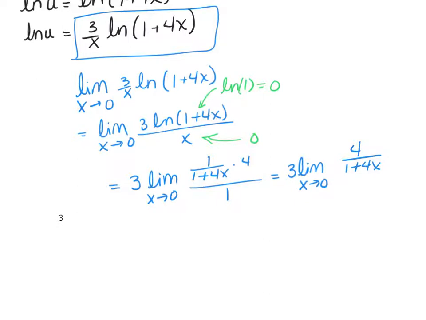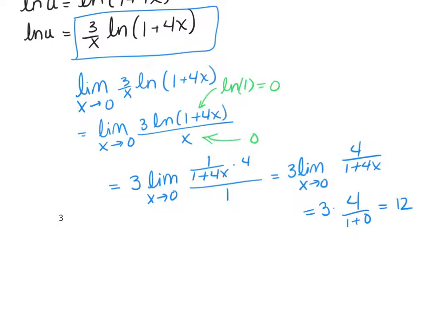All over 1, but I'm not going to write it over 1. I can. There's no reason I can't. I just don't want to. So now I ask myself, can I do direct substitution? And the answer is yeah, I can go ahead and do direct substitution. And so what I end up with is 3 multiplied by 4 over 1 plus 0 with the direct substitution. So I end up with 12. So that's what I end up with. I end up with 12.